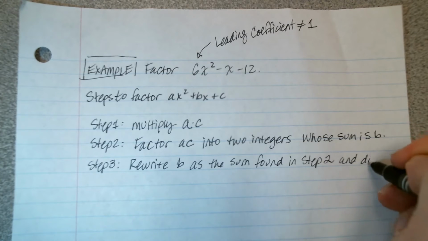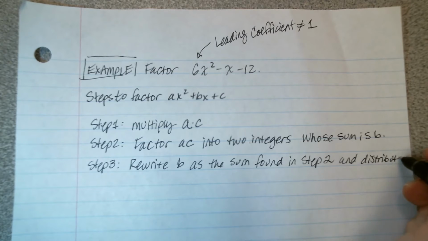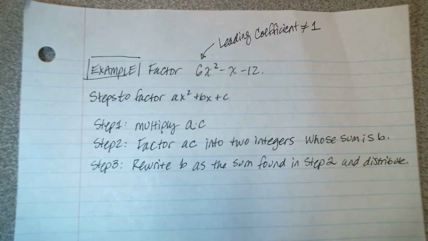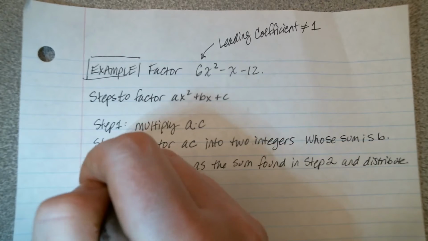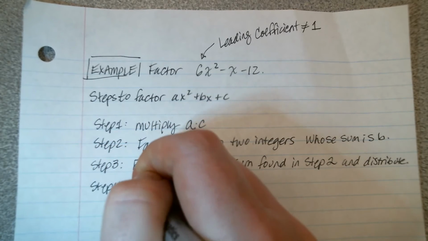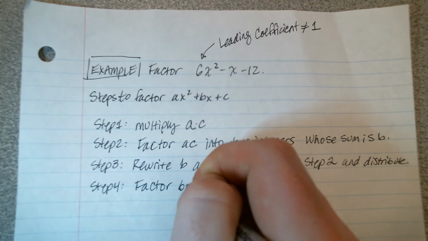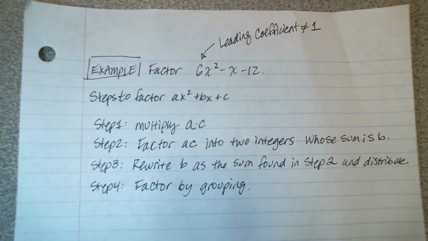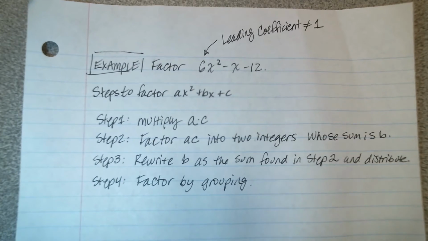And distribute. This will give you a polynomial with 4 terms. So what you'll do now is factor by grouping. Okay, so we're going to apply those steps here.